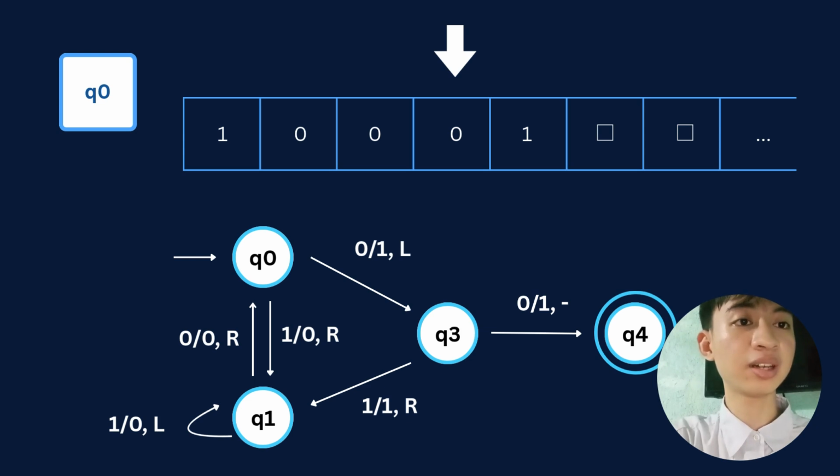So now we're at Q0 again. We take the input from the tape, which is now 0. So using input 0, we'll transition to Q3 and output 1. So we'll change 0 with the output, which is 1. Then move the tape head to the left.